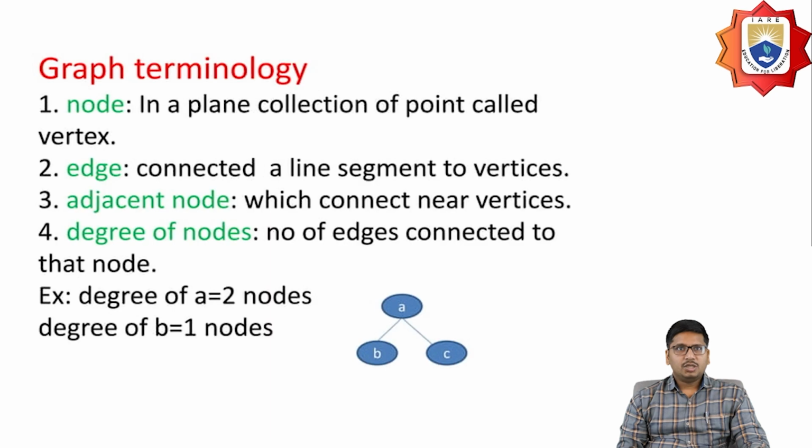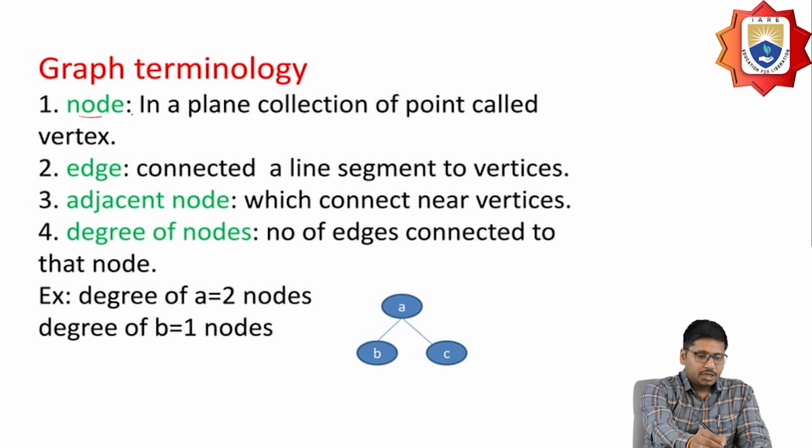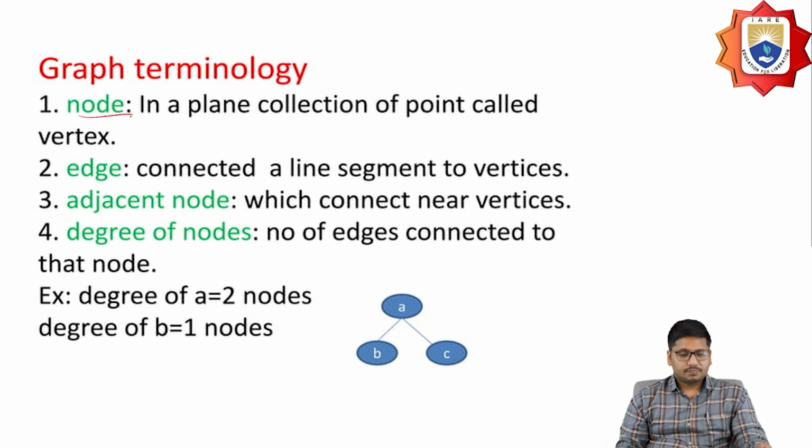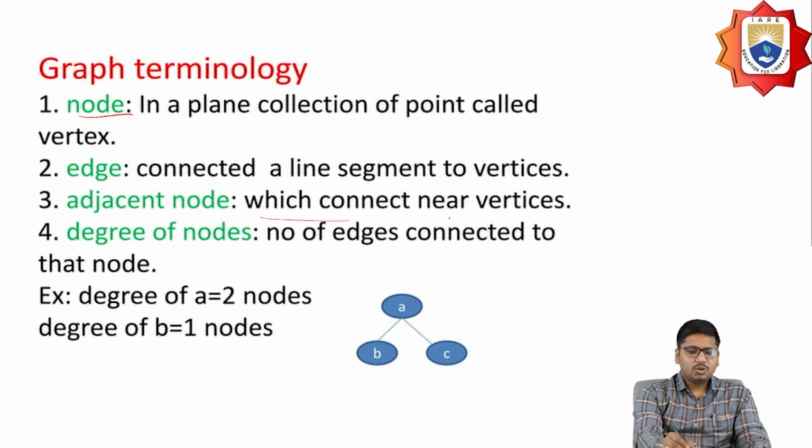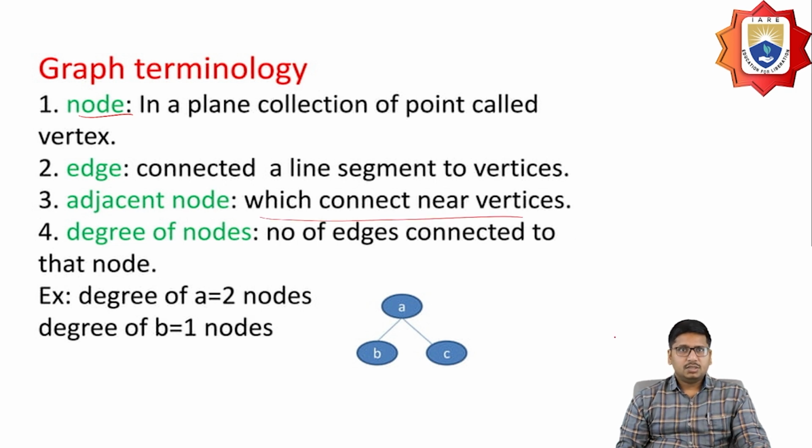Then we come to graph terminology. Here are some of the basic terms we have to learn in a graph. The first one is the node. In a plane, the collection of points we call a vertex, and this is also called a node. An edge is a line segment between two vertices. An adjacent node is a node which connects to the nearby vertices, and the degree of a node means the number of edges that are connected to that node.